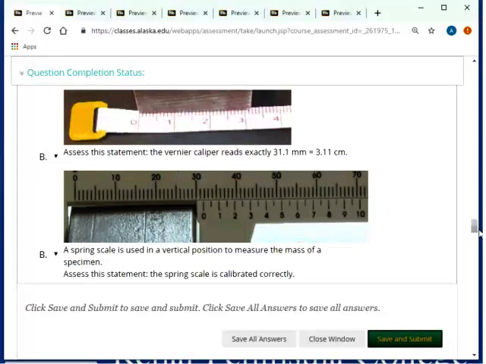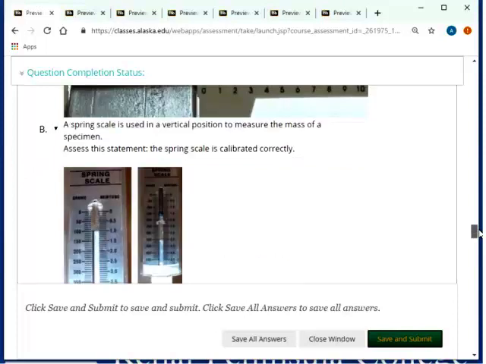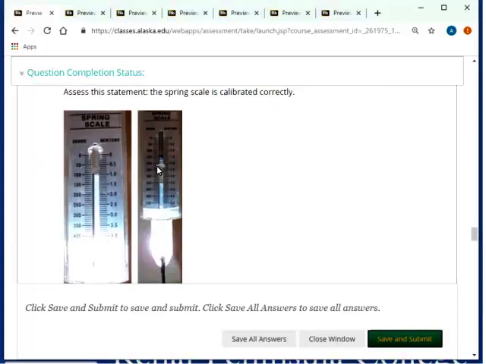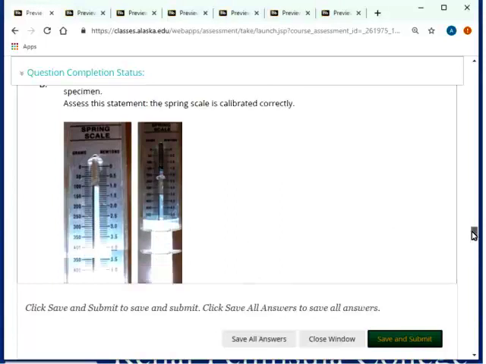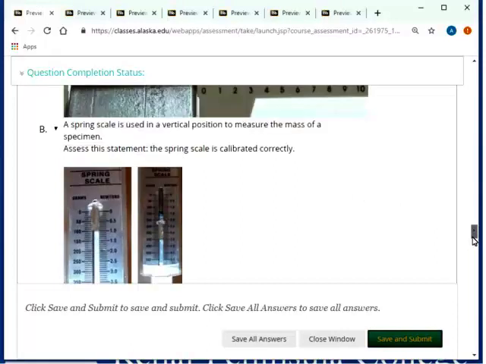The spring scale is used in a vertical position to measure the mass of a specimen. Assess the statement: the spring scale is calibrated correctly. So on the right-hand side, it measures something. There's a mass hanging on it right there. And on the left-hand side, it's being tared in the vertical, and there is this little slider here, which is definitely not on the 0. So this one is tared incorrectly. It would give a systematic, in fact, a relatively large systematic error. So this statement that the spring scale is calibrated correctly is incorrect.